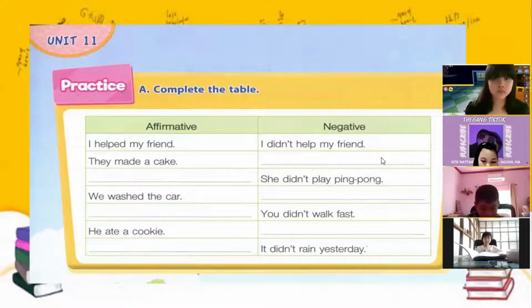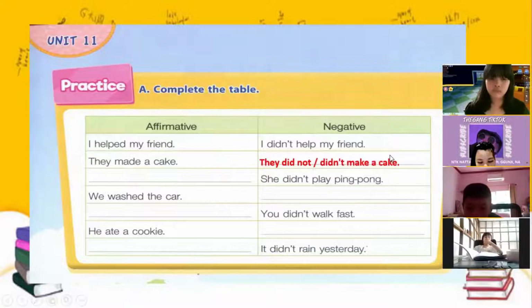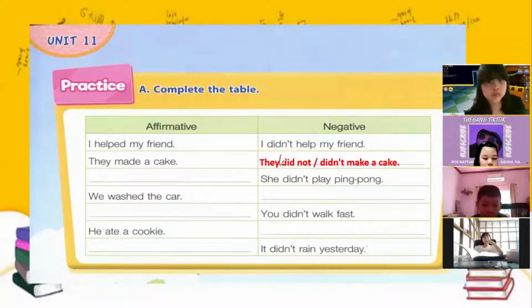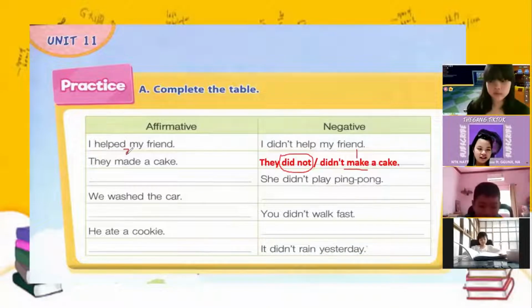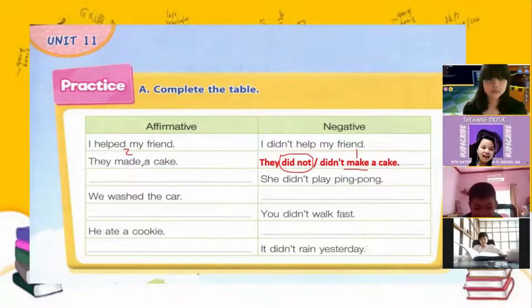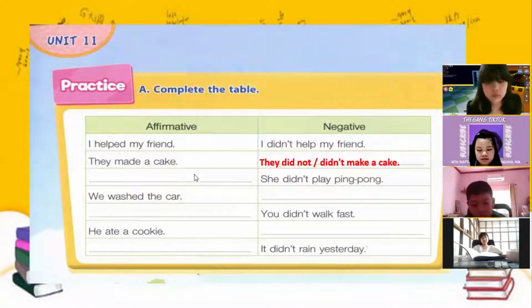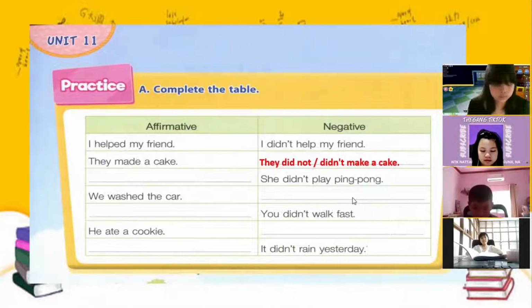They did not make a cake. So here, very good. We add did not. Okay. And here we can see we change the verb. It comes to the first form, make. Here you can see in affirmative, it's in the second form, made. Very good. Okay, now how about sentence number 3?